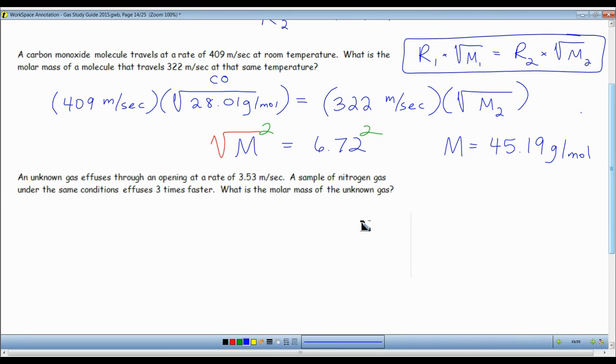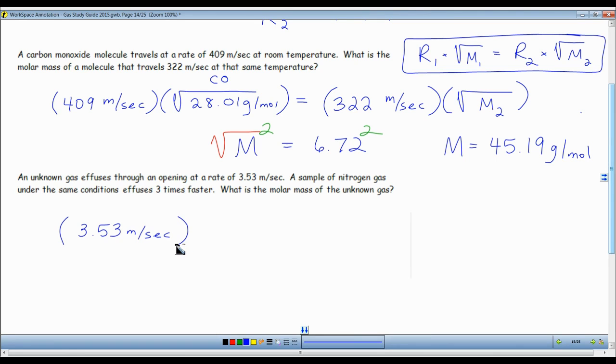Okay, so it's similar to this carbon monoxide one, right? We're solving for the molar mass. So I've got an unknown gas and I've got nitrogen gas. And it really doesn't matter what gas you call gas 1 or gas 2. So, I mean, if you really want, the unknown gas comes first. And I do know its rate. The unknown gas has a rate of 3.53 meters per second.